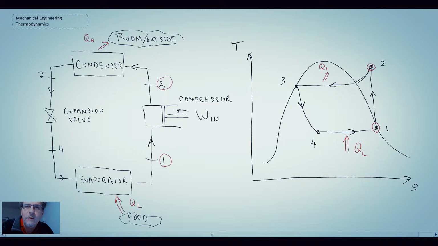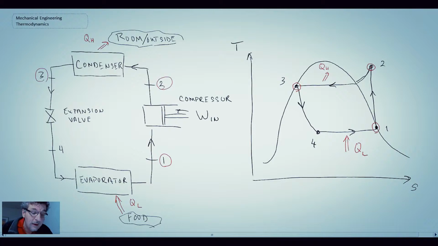At this point we want to be at a temperature that is higher than our surroundings, be that the room in the case of a refrigerator or outside in the case of an air conditioning system. We then reject heat to that surrounding environment, and that's why we want to be at a higher temperature. Through that process, we go through a phase change operation, taking us to state three. There we become a compressed liquid.